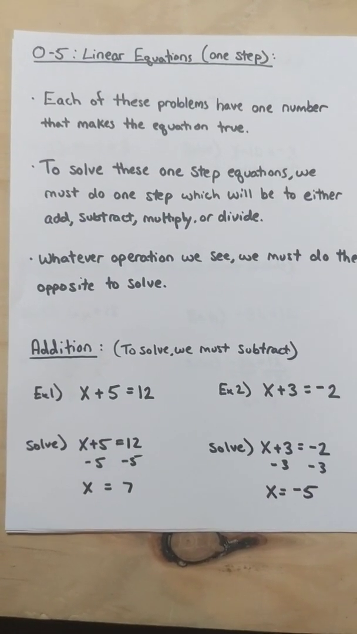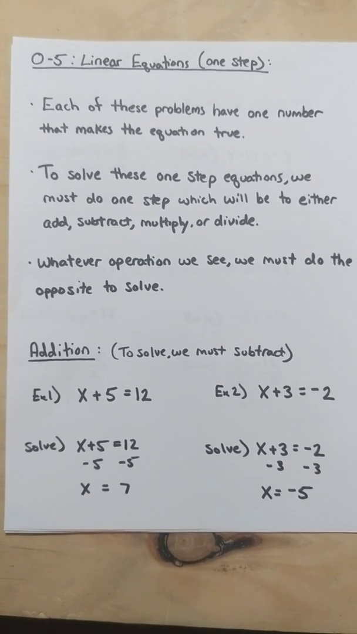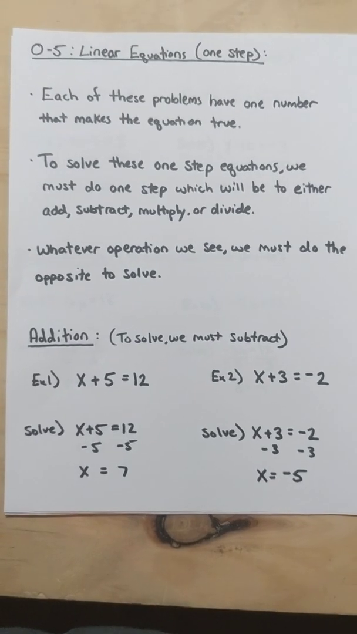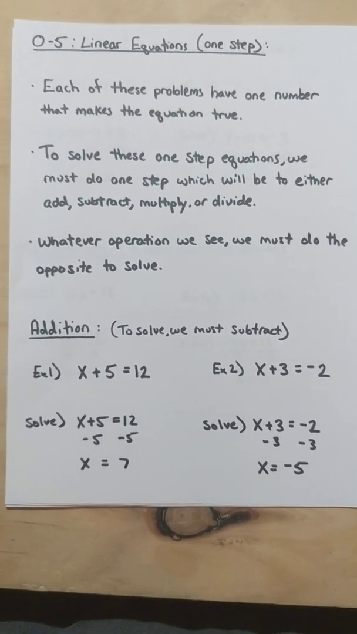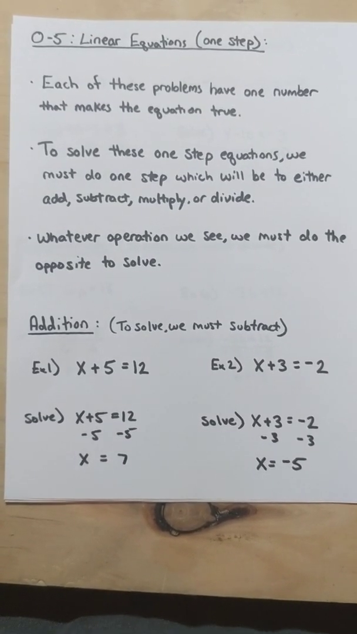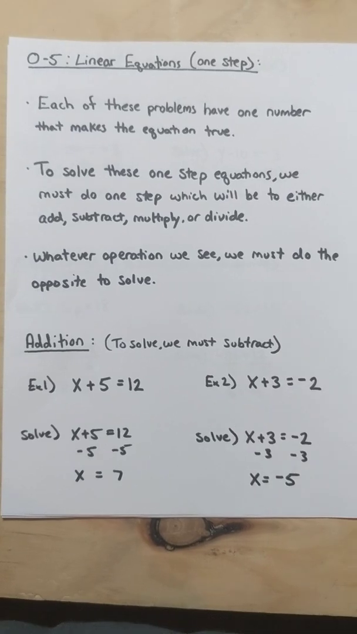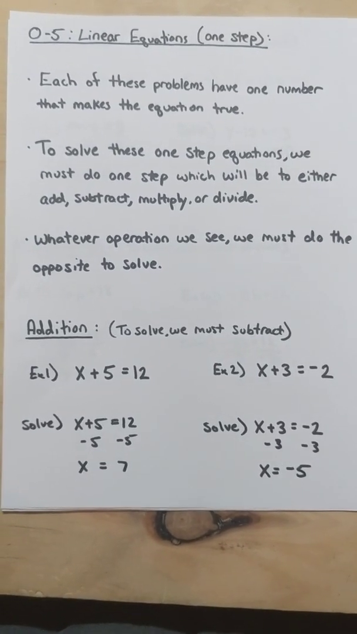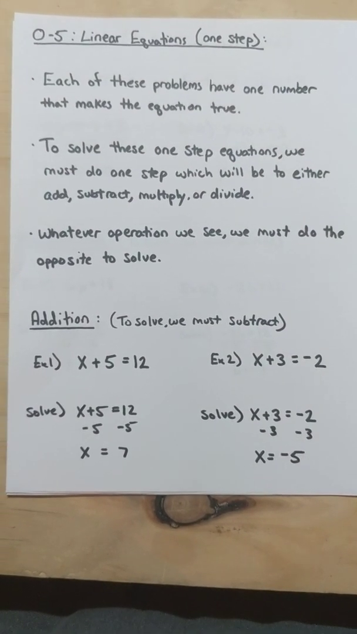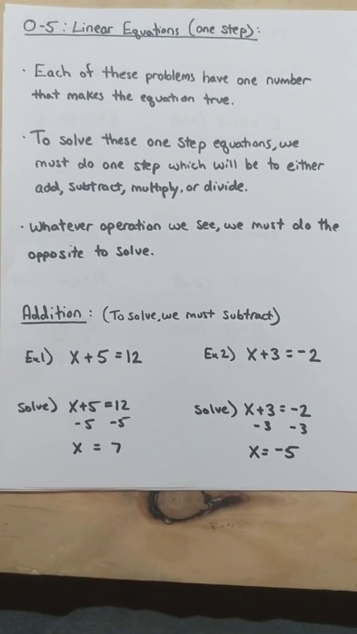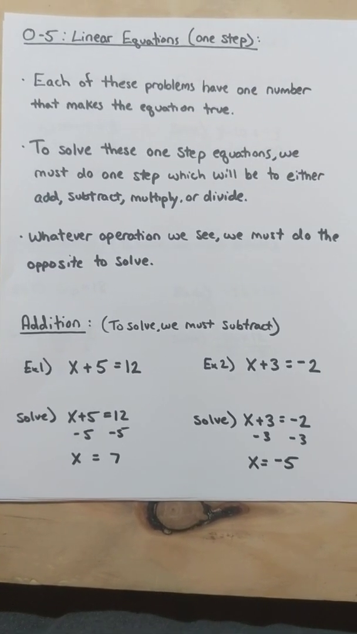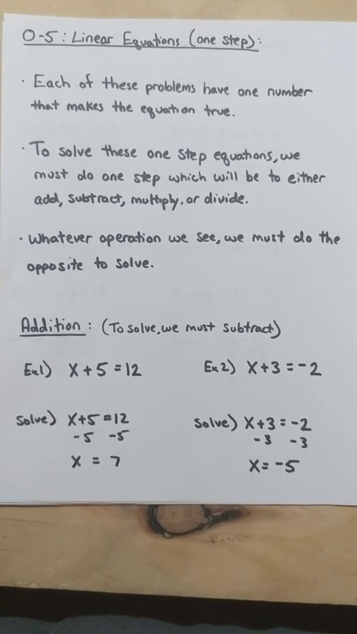Now, some important aspects to each of these equations is that each of these problems have one number that makes the equation true. Now, to solve these one-step equations, we must do one step, which will be either to add, subtract, multiply, or divide. We just have to recognize what we need to do. Whatever operation we see, we must do the opposite to solve. So for an addition problem, to solve this, we must subtract. The first example is x plus 5 equals 12.